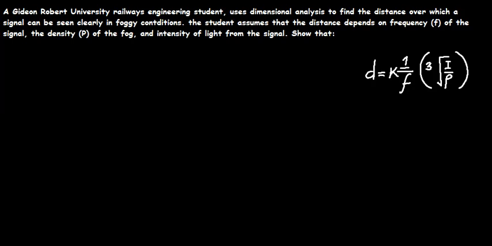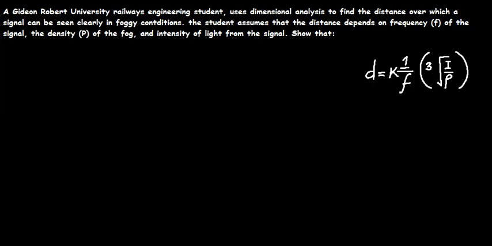This is simply a meteorological phenomenon which is characterized by the presence of water or cloud in the air. Notice that this is a real-world problem or challenge that engineers face when designing a communication system. And you need to understand that the problem involves using dimensional analysis to determine the distance over which a signal can be seen clearly, and we're going to consider some basic factors like the frequency of the signal, the density of the photons, and the intensity of the light from the signal. Our goal is simply to derive an equation that shows how these variables are related to the visibility distance.